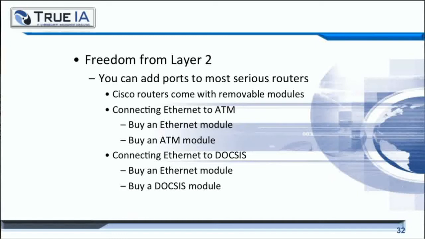So for commercial grade routers, many of them give you the possibility of adding additional ports. For instance, Cisco routers come with removable modules. This allows you to connect, for instance, an Ethernet network to an ATM.